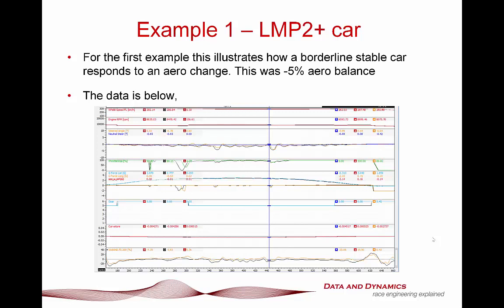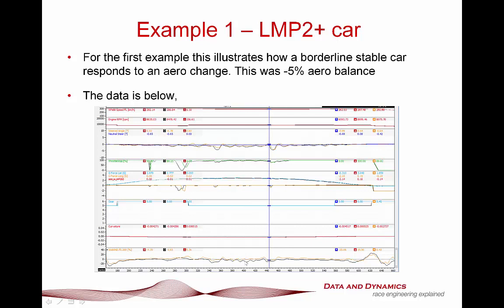So I ran it up at Eastern Creek. The colored trace is our borderline stability baseline car, where the car was really, really squirrely. The black was when we moved the aero balance back by about 5%. So here you've got speed, RPM, steered angle, throttle, lateral G, gear, curvature. The money shot's down below, which is stability index.